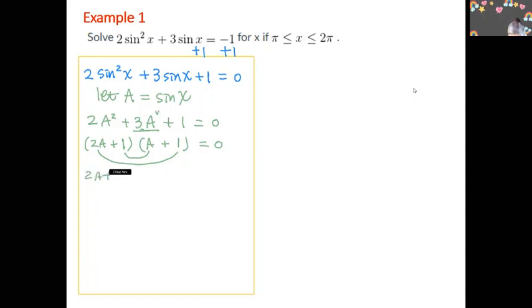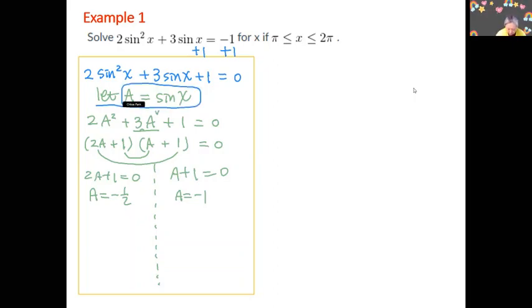Then we can solve from there. So 2a plus 1 is 0, and we have to do this separately in each parenthesis. Then a plus 1 is 0. Then the first equation, a is, subtract 1 from both sides, divide by 2, will be -1/2, right? And then the second equation, a is -1. But you have to remember the a is not actually the a. We rewrote a as being sine of x. So then let's go back to the original.